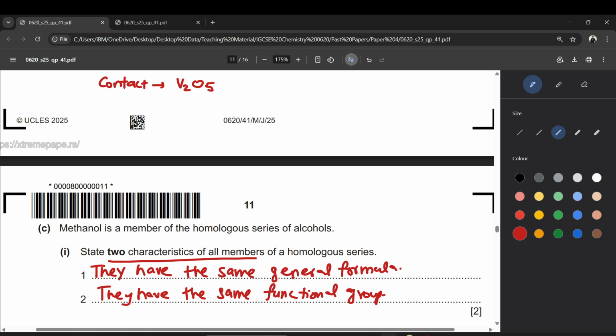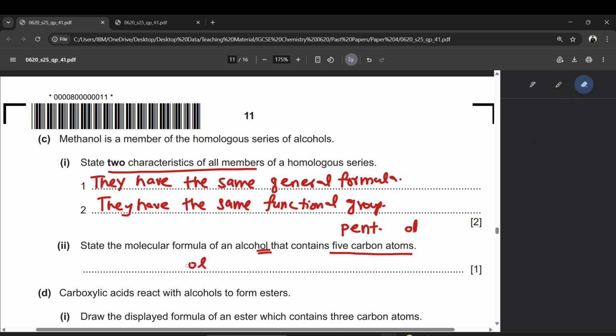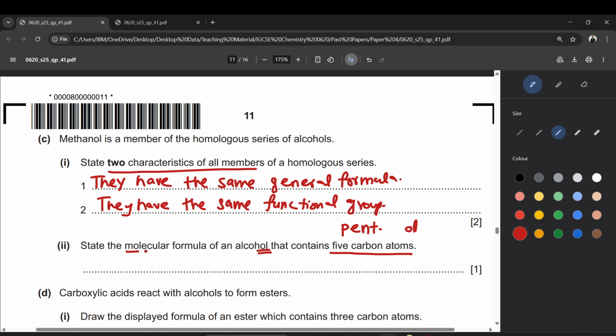Okay. The next one is: state the molecular formula of an alcohol that contains five carbon atoms. If you have five carbon atoms, then the prefix of that compound is pent. Because this is an alcohol, its ending is going to be ol, so the name is going to be pentanol. Sorry, my bad. It says the molecular formula, not the name of the alcohol. I didn't read that.